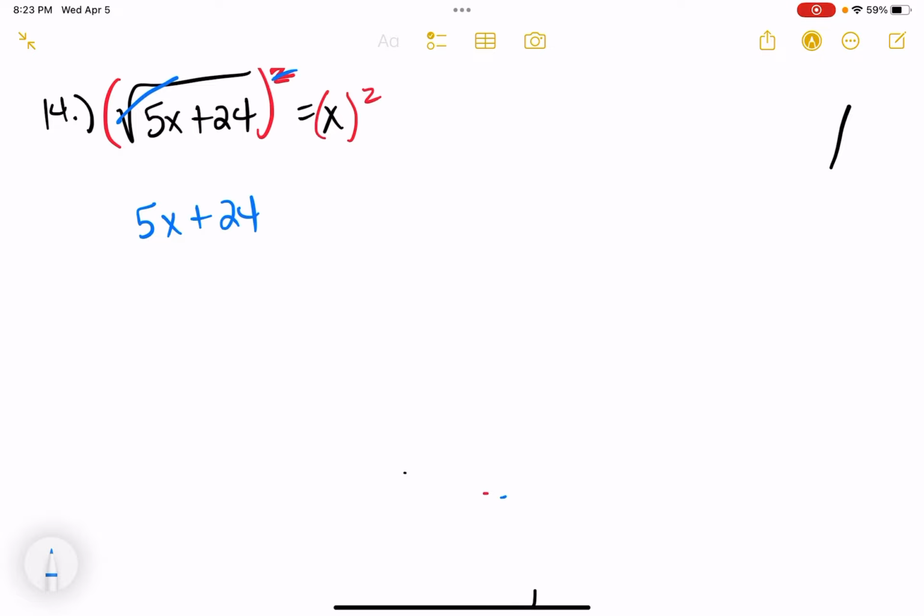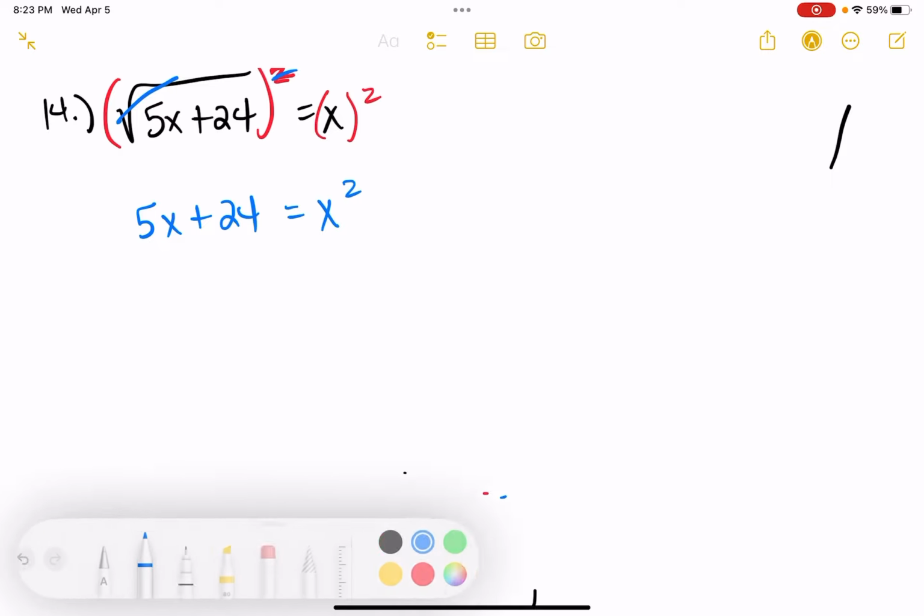Okay, there's no square root anymore, there's no square, equals. And now the other side, you just have x squared. So x squared, you don't need that parentheses. All right, I see that this has an x and an x squared, which means I need to get everything to one side, and the other side needs to be 0. Okay, specifically, I really want to keep the x squared positive, and the x squared's already positive, so that means I'm going to move the 5x to the other side and the 24 to the other side.